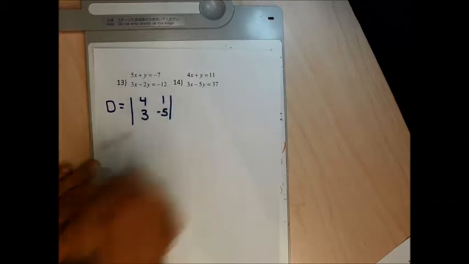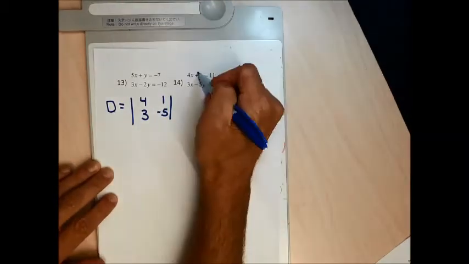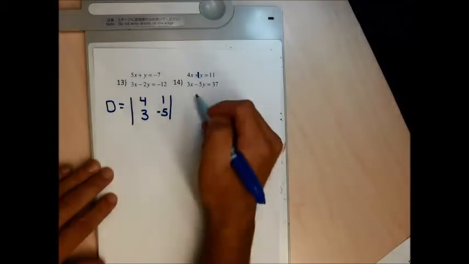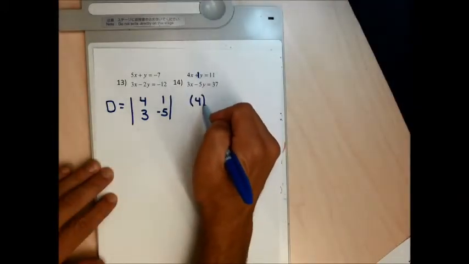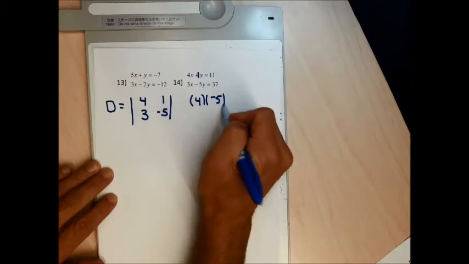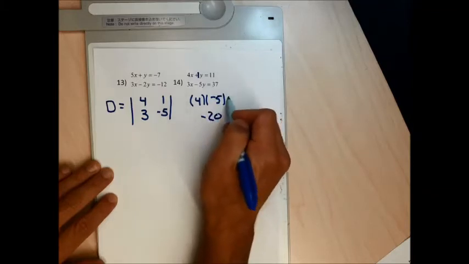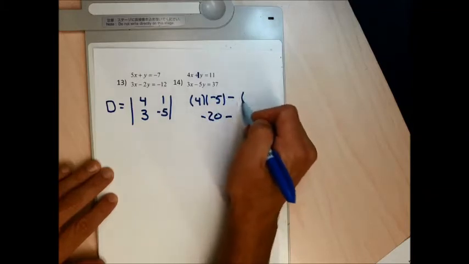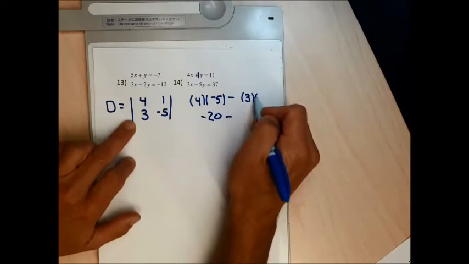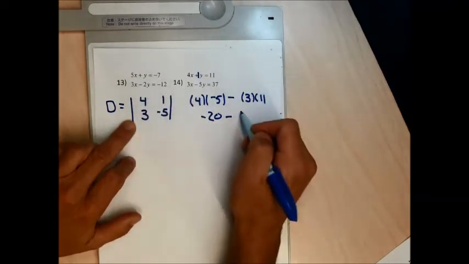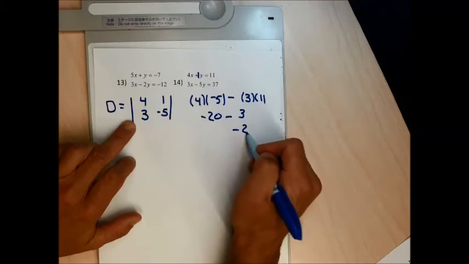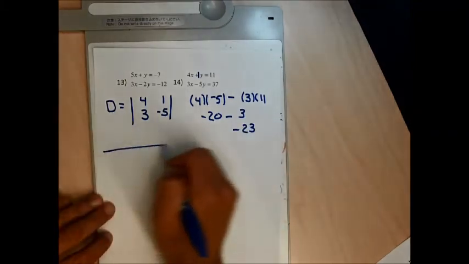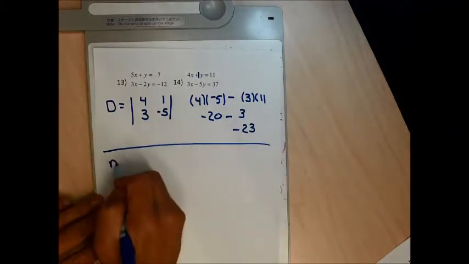So my D determinant, I just take the coefficients of the x's and the y's, and I'm going to find this determinant by going 4 times minus 5 and getting minus 20. And then the formula has a minus sign, and then 3 times 1 going down then up. That's negative 20 minus 3 is minus 23. Done with the D, moving on to the D sub x.